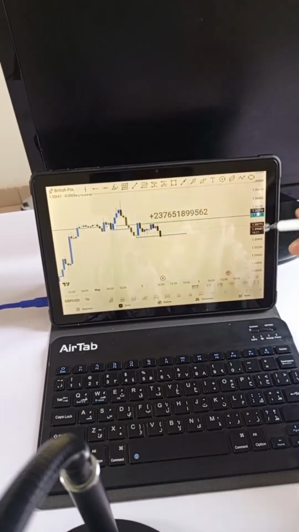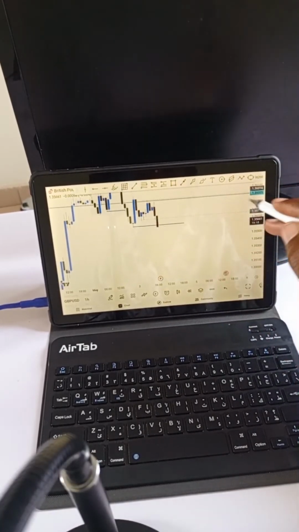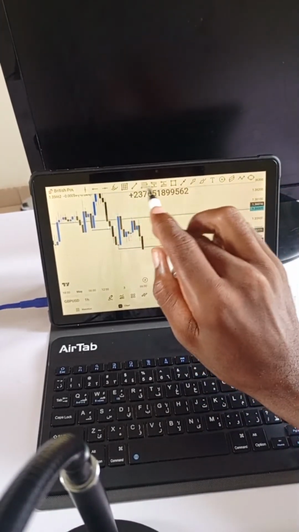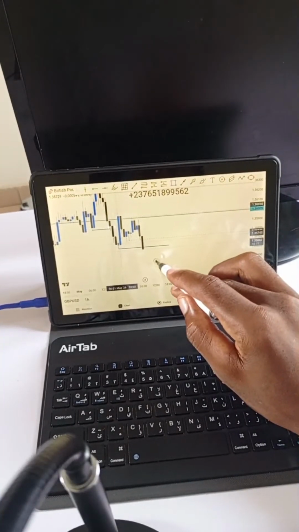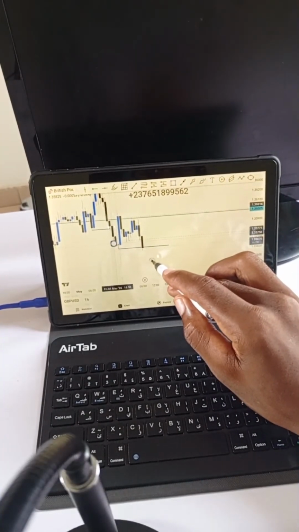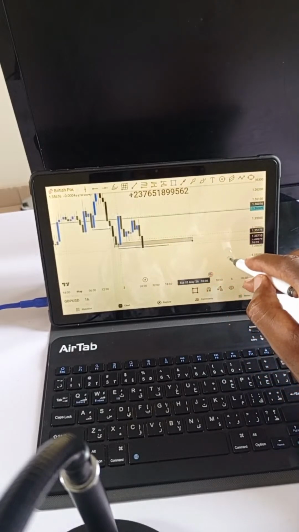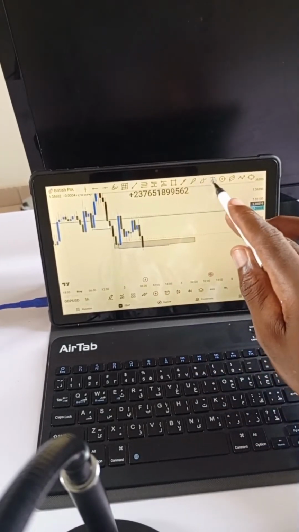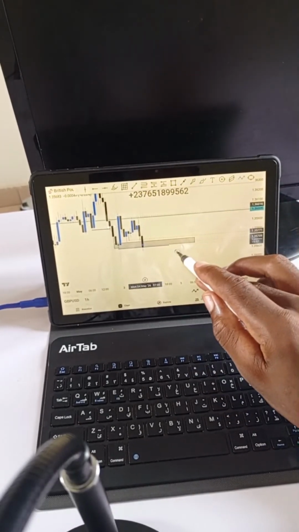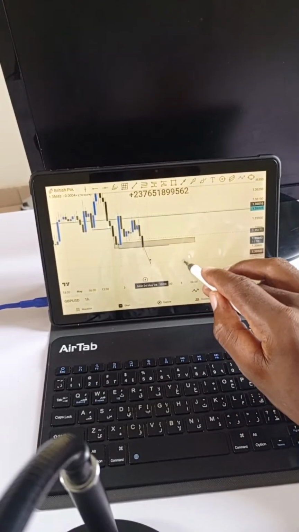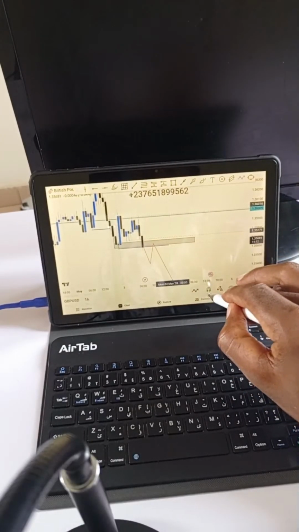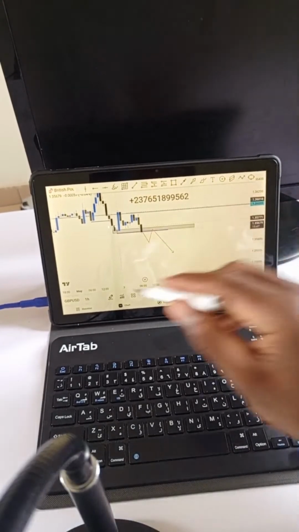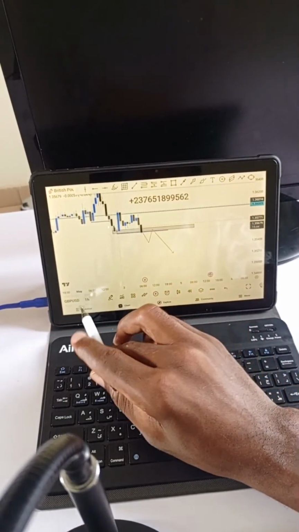If price closes below this low, you now see this level will become a resistance zone where you'll be hoping that price now should be giving you something like this, right? So that's also very possible. But as of now, bro, we're still not there.